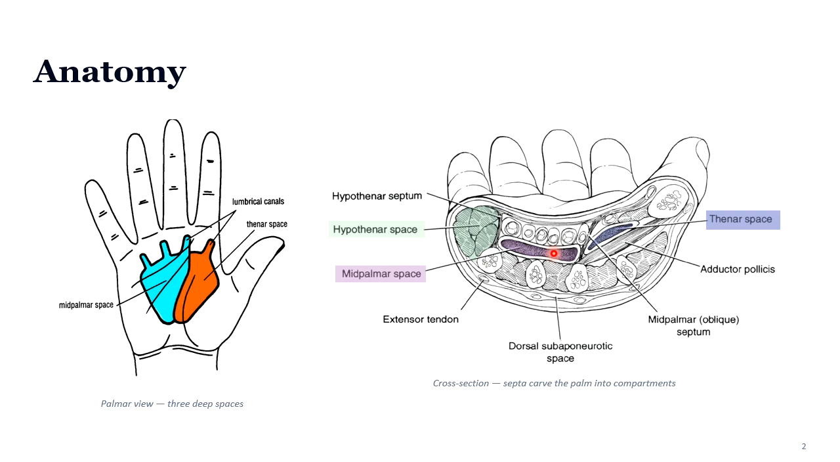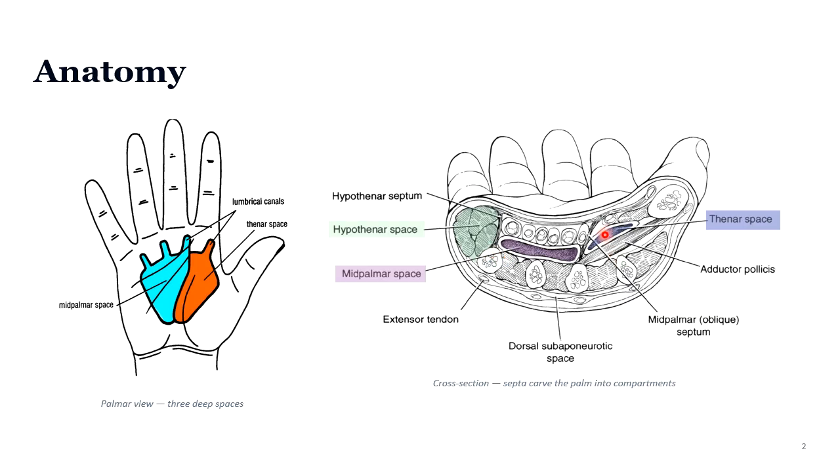The most important thing to understand is that these spaces are generally potential spaces, meaning that they can fill, but usually they are not filled with anything other than these contents. Looking at the thenar space, your floor is your adductor pollicis, and looking at the hypothenar space, your floor is the fifth metacarpal bone.